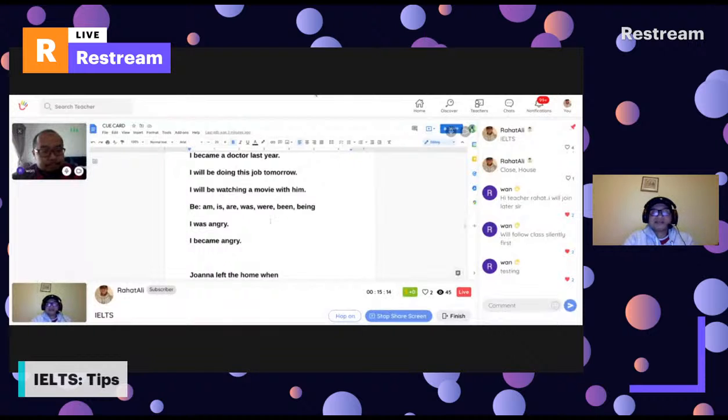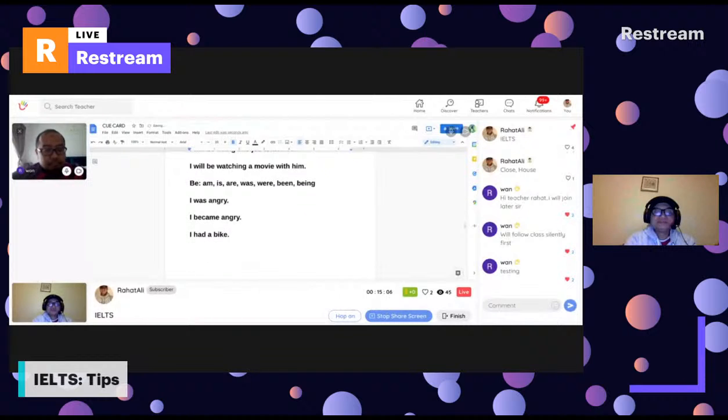Here is that sentence: I had a bike, where had means possession. Now if you want to make it negative, I didn't have a bike, when it is a possession.